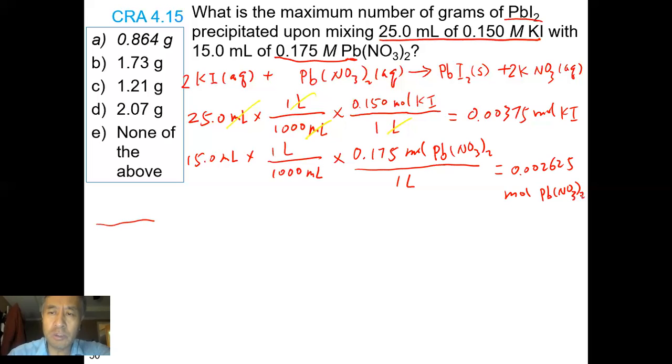Okay, so now you have moles of both reactants. Remember what we did before: using the moles of the two reactants and converting them into the product you want to find out. So therefore, you just use the mole ratio between the two reactants and the product. Let's do the first reactant, the KI.